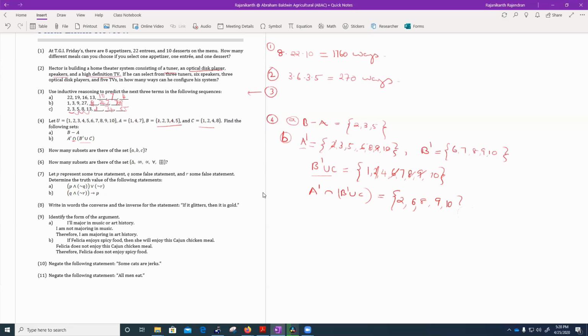Okay, number 5. How many subsets are there in each of these sets? So there are 3 elements. Remember, we have a formula for finding the number of subsets of a given set, which is 2 to the power k. So here there are 3 elements, therefore it is going to be 2 to the power 3. That is 8 subsets. Here, 1, 2, 3, 4, 5 elements. Therefore, the number of subsets is 2 to the power 5, which is 32.